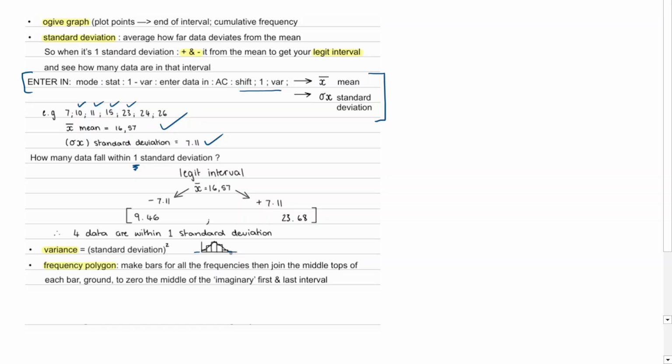I hope that this video is helpful just as an introduction to standard deviation, which is a really common question in a grade 11 paper.